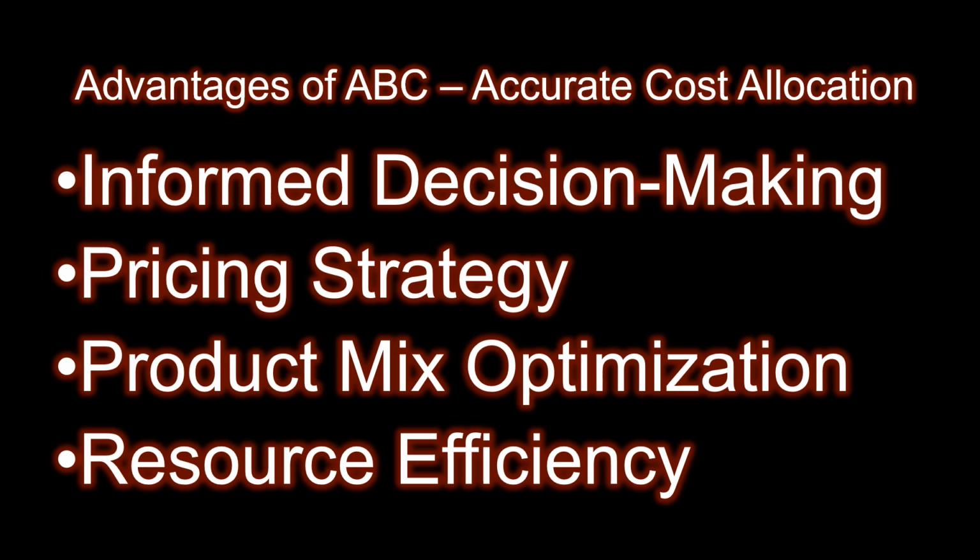For example, in a manufacturing company, ABC accurately allocates costs like setup labor and machine downtime to specific products. This precision helps the companies to determine the true cost of each product, aiding in better pricing decisions.